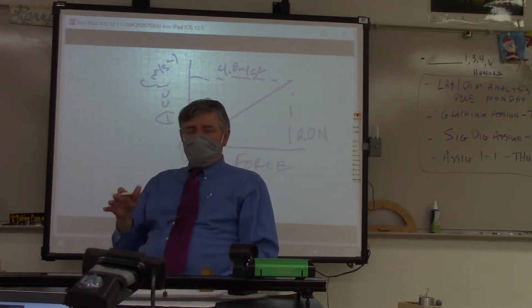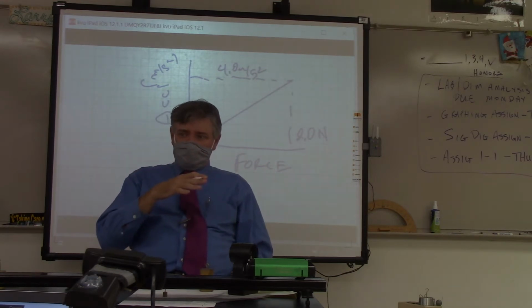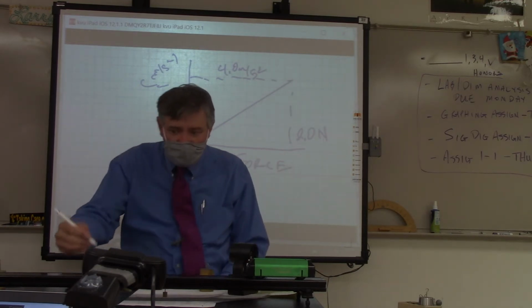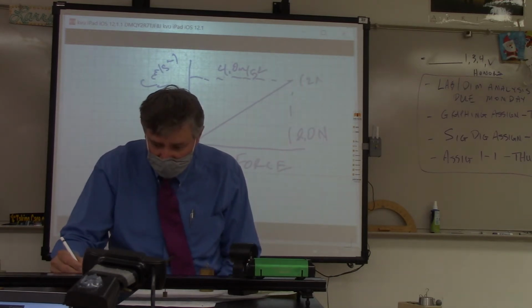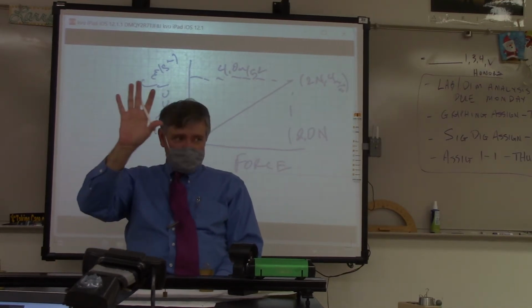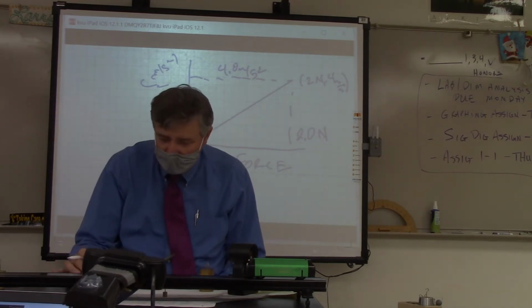So at this point, could I find the slope of the line? Technically, yes, as opposed to a non-technical yes. Yeah, because you have 2 data points. I've got 0, 0, and I've got 2, 4: 2 newtons and 4 meters per second squared. Everybody cool with this? I've got 2 data points. I can find the slope of this line. We're good, right?